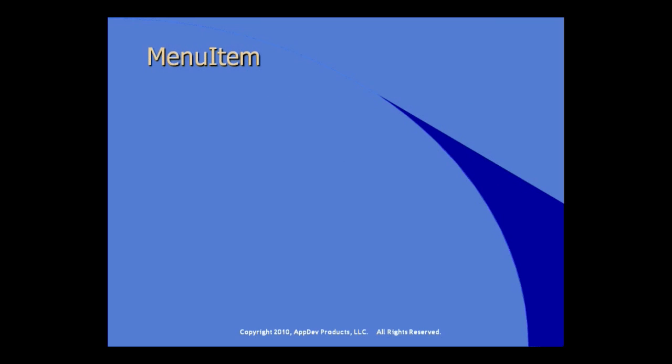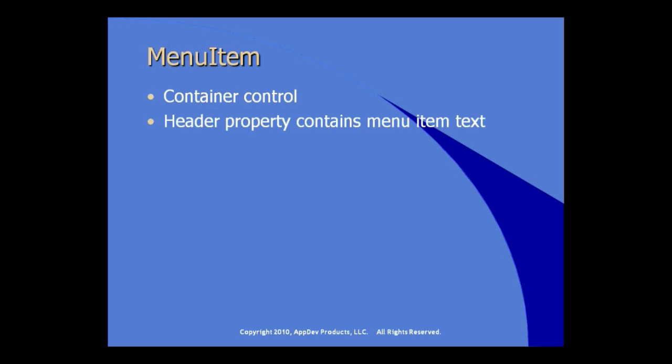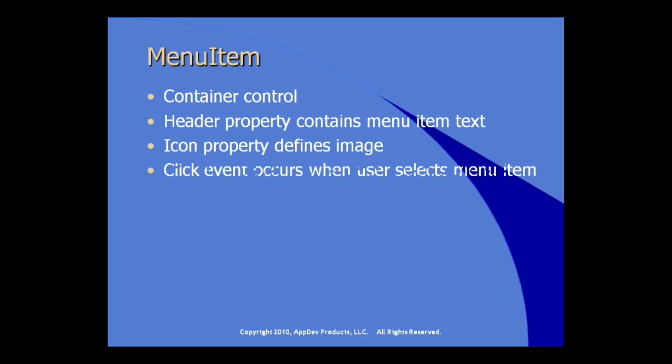Menus consist of menu items, and the menu item is a container control. It has a Header property that contains the actual menu item text. You can add an image to the menu item by setting the Icon property, and then the Click event occurs when the user selects a menu item.